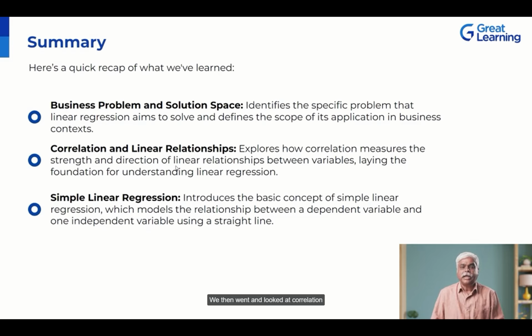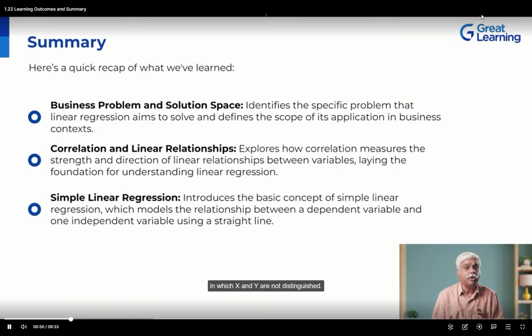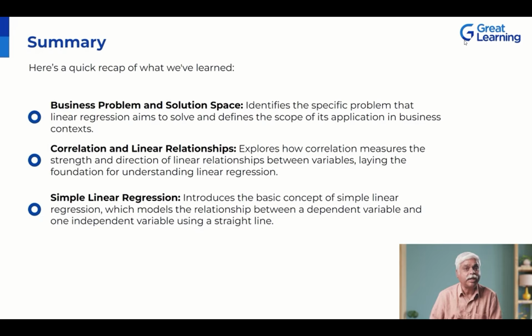We then went and looked at correlation and linear relationships. The difference between correlation and regression is that correlation is something in which x and y are not distinguished. Correlation of x and y is equal to the correlation of y and x, which means correlation should not be confused with causation. A linear relationship, however, is going directly into the idea of using one variable to predict another.